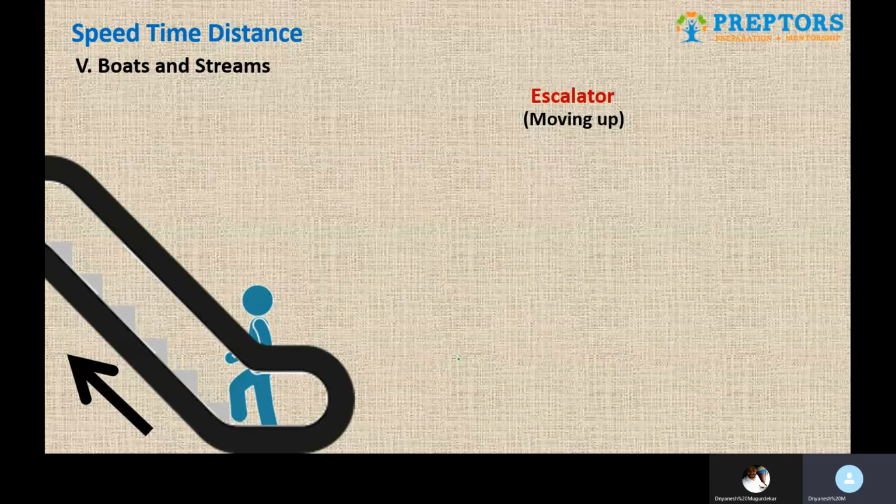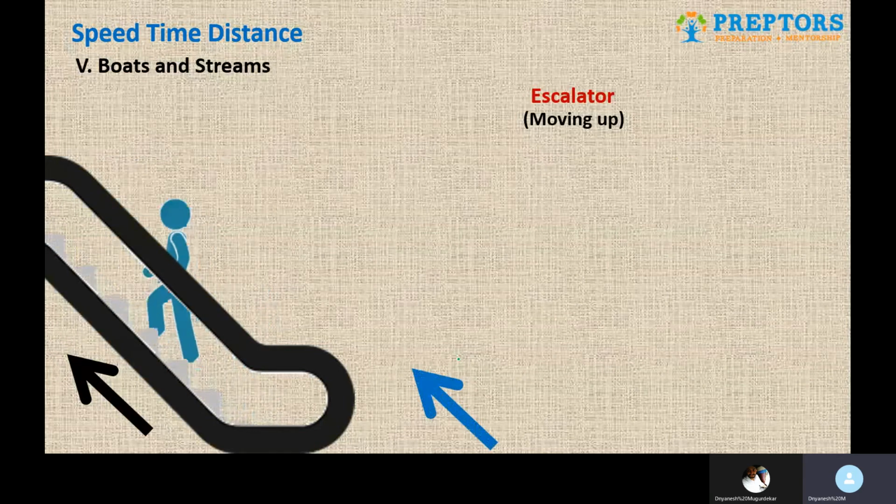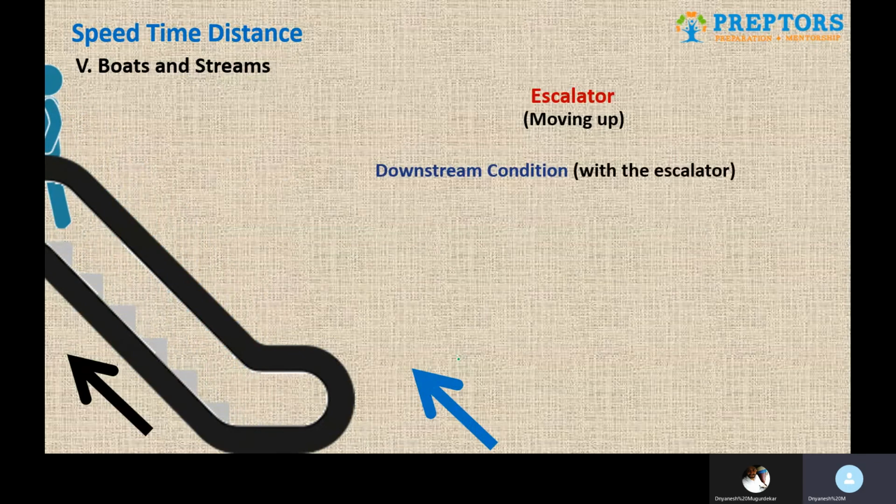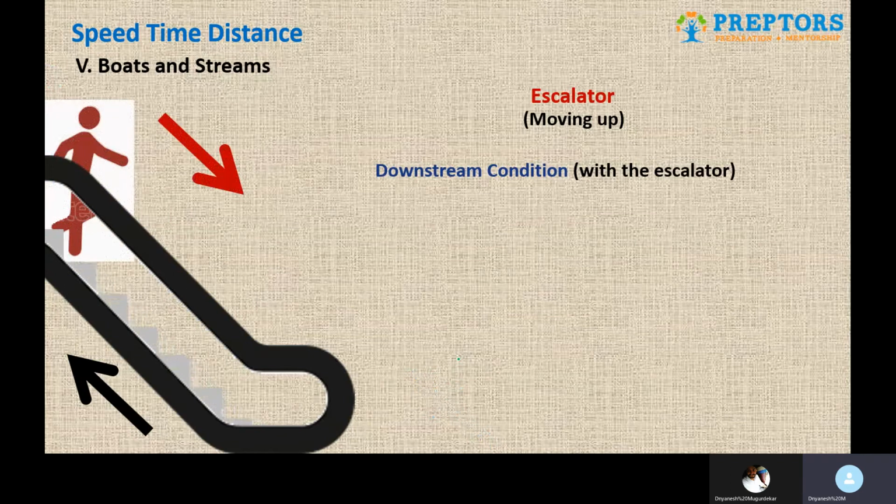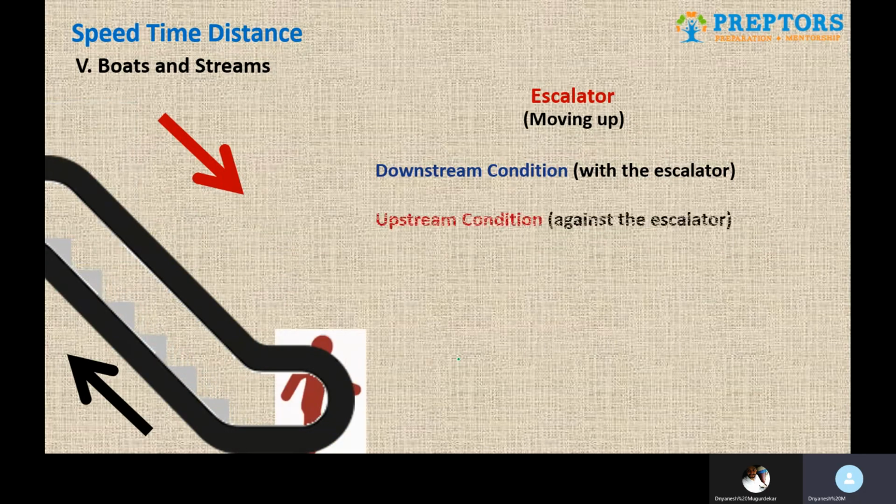That means escalator is going in the same direction. You are also going in the same direction. That can be treated as downstream direction with the flow. Similarly, suppose escalator goes up, you are going down. Please don't try that, but you know that it will be very, very difficult to pass through this. And obviously you realize that this is going to be an upstream condition against the flow.